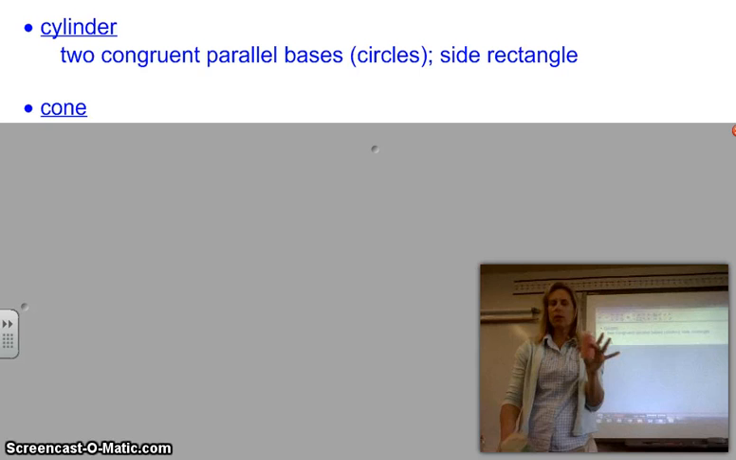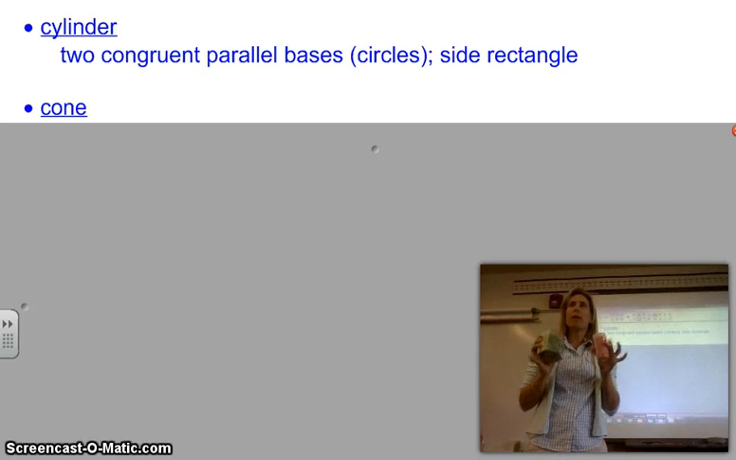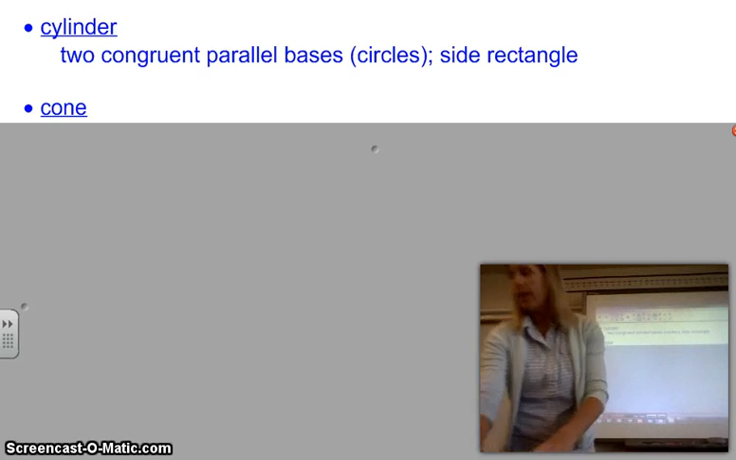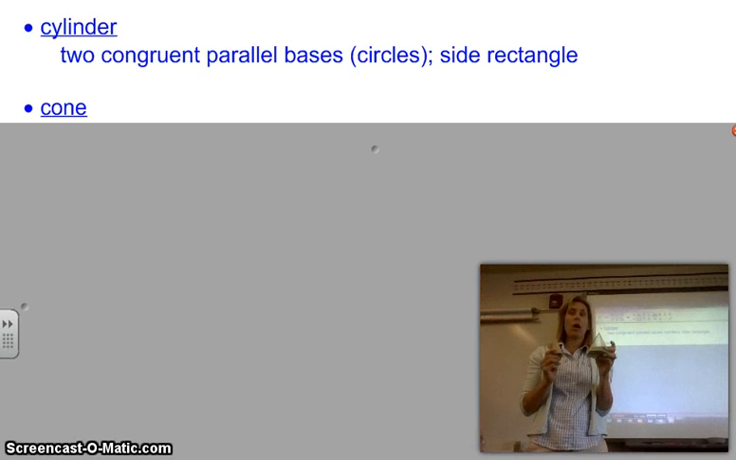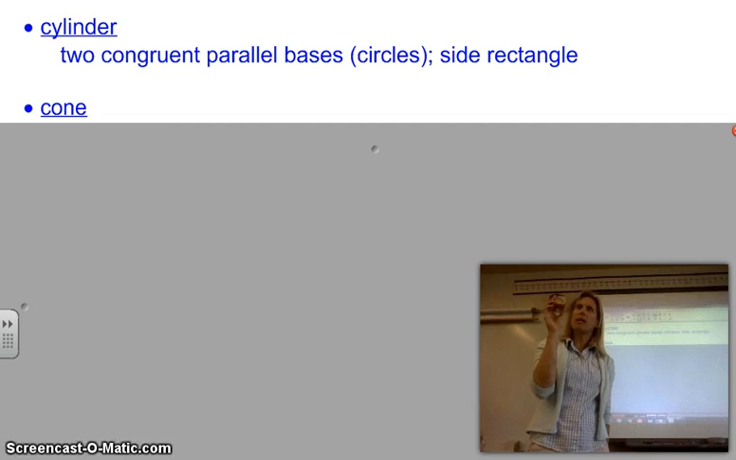Okay, so if a cylinder is like a prism, because they both have two bases, then a pyramid is like a cone, because they both have how many bases? One base. But the cone's base is always what shape? Circle. So the formulas for area and volume are the same for these two things, but we can always state the base of a cone. It's always a circle.